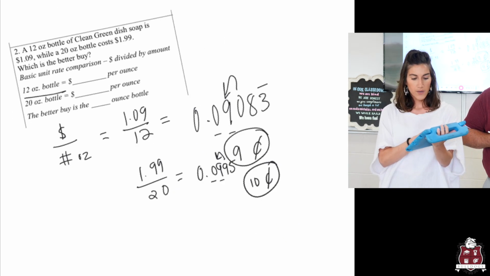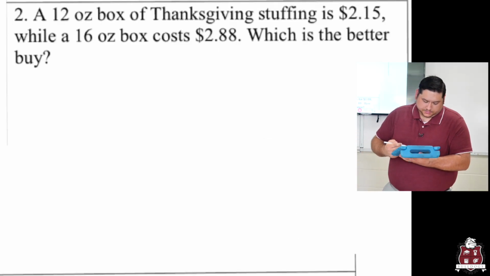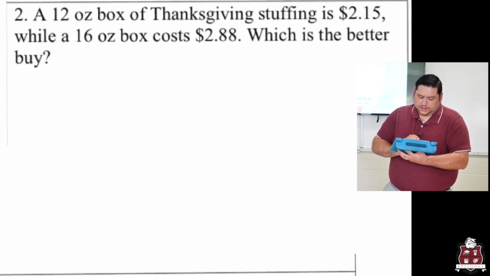Now we're going to work out another problem, and you're going to try it out yourself with Mr. Killough. All right, guys, take a minute and look at this problem. It says a 12-ounce box of Thanksgiving stuffing is $2.15, while a 16-ounce box costs $2.88. Which is the better buy?